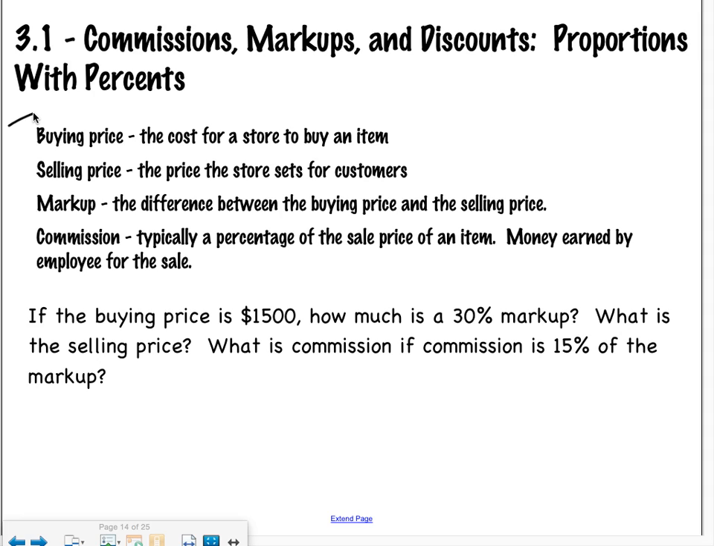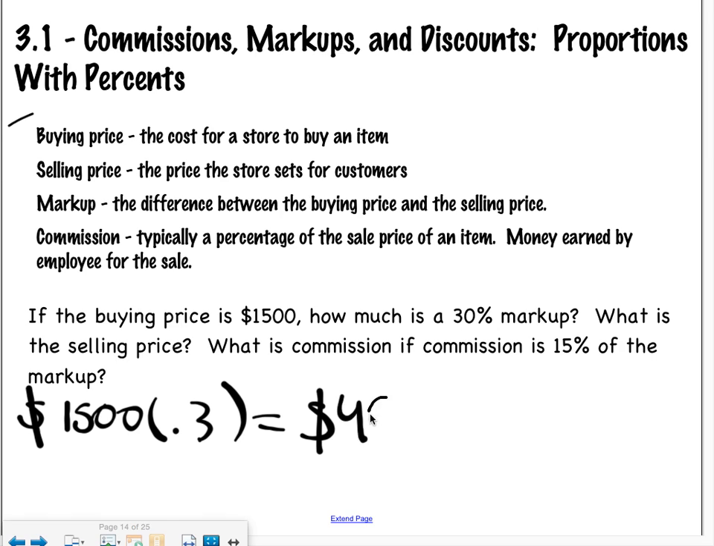Okay, so if we were given that the buying price is $1,500, how much would a 30% markup be? Well, we want to find 30% of $1,500, so we have $1,500 times 0.3, and we get $450. Okay, so what is the selling price?